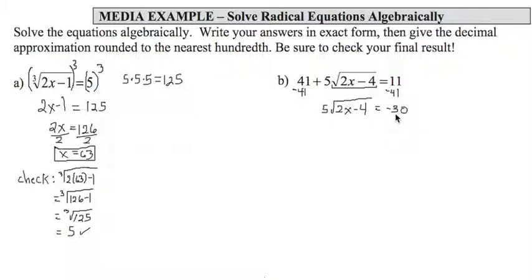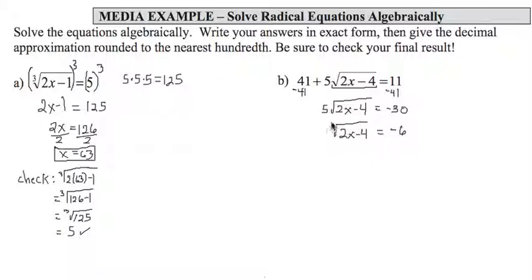And right away I see, if I'm really paying attention here, that there may be some kind of a problem, because I'm seeing 5 times the square root of some result giving me a negative number, and that is not going to work for us. But let's see how that manifests itself as we work through the solution. Now I'm going to divide both sides by 5, so that gives me the square root of 2x minus 4 equals negative 6.